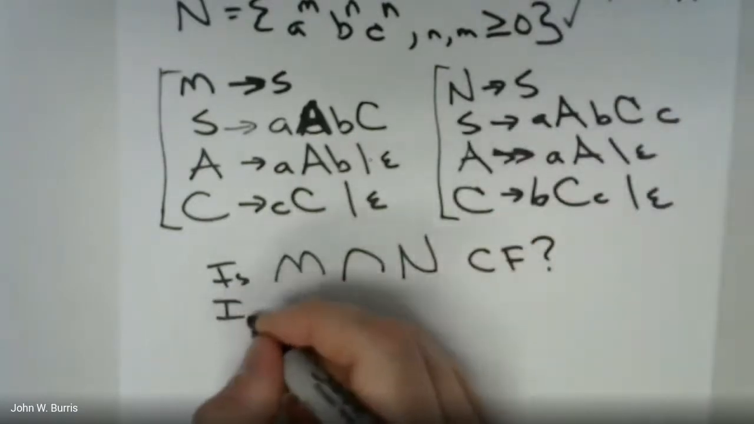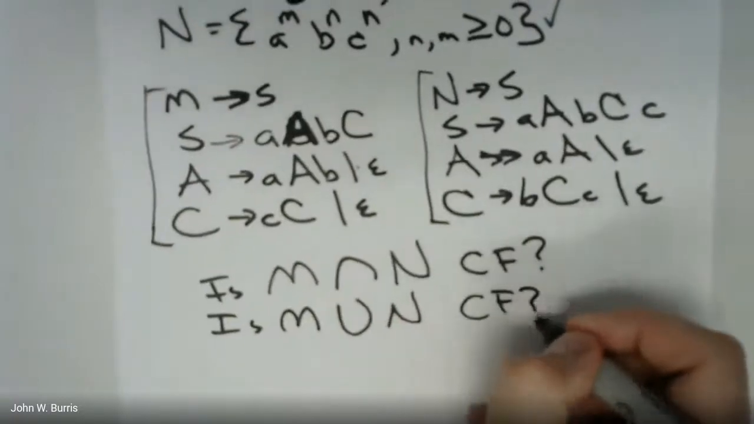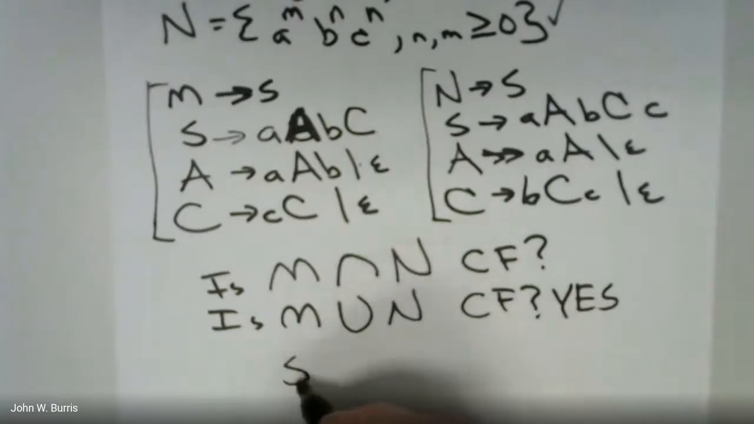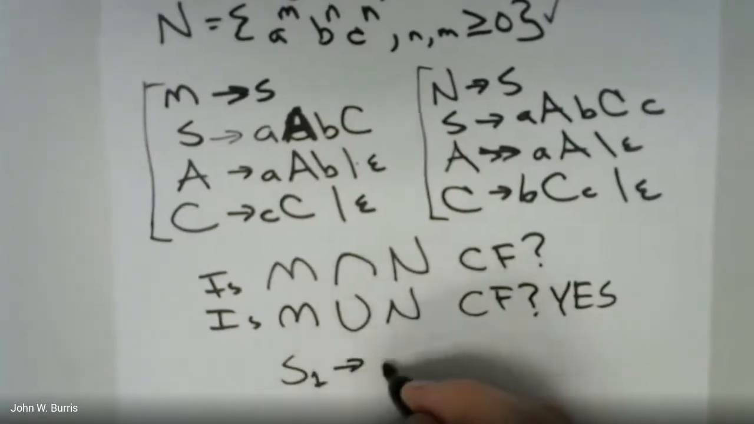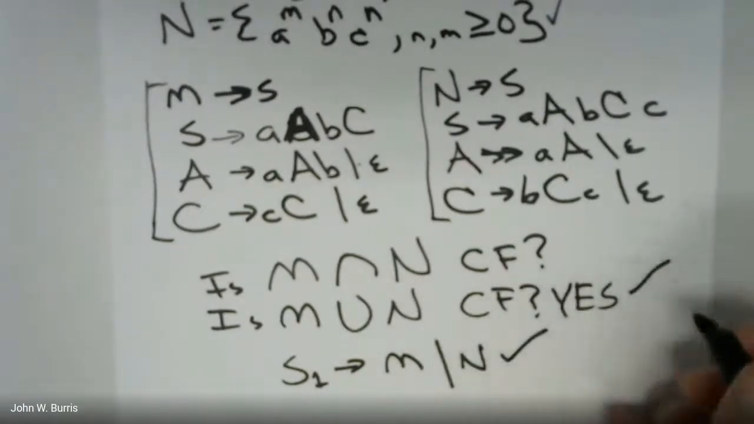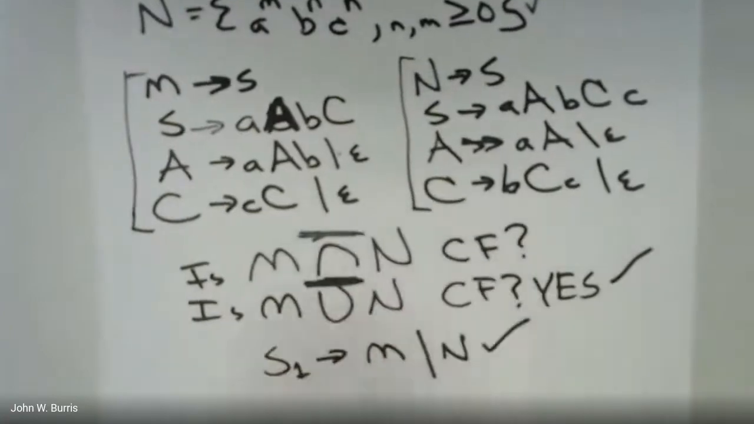And here's the thing: is M union N context free? Yes, it definitely is. All we need is a starting non-terminal that goes to M or N. So yes, that one is. But here's the question: is intersect context free?